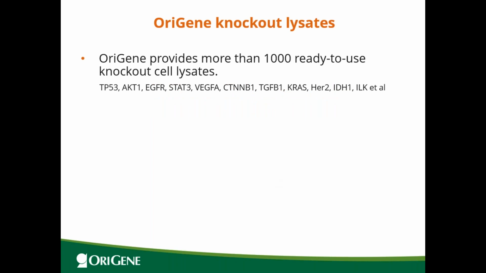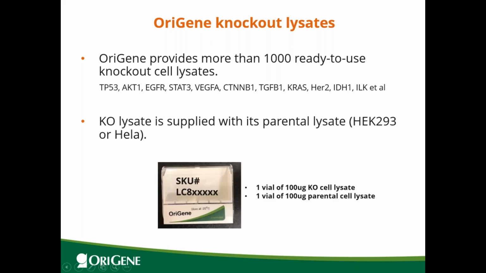First, let's talk about the OriGene knockout lysate. Like I mentioned before, OriGene provides more than 1,000 ready-to-use knockout cell lysates that include a lot of hot targets such as p53, AKT1, EGFR, STAT3. All of these are very popular protein targets in the cancer research field. And each of these knockout lysates is supplied with its parental lysate, that is either HEK293 or HeLa cell lysate.